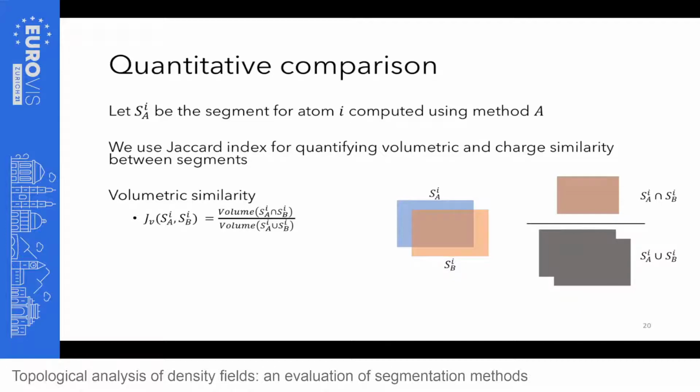In a dataset, for a given atom, we obtain two different regions. So we can use the Jaccard similarity index for comparing their similarity. We call this similarity the volumetric similarity of the regions. We also compute something called charge similarity, where we integrate the charge density within the intersection region and the union region to obtain a charge similarity score. Usually we observe charge similarity to be higher than the volumetric similarity.